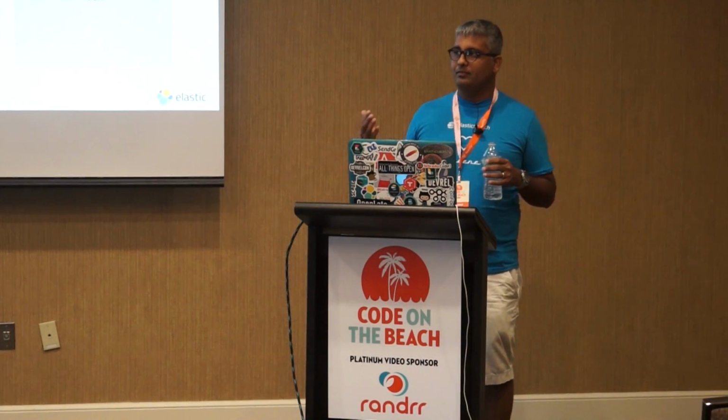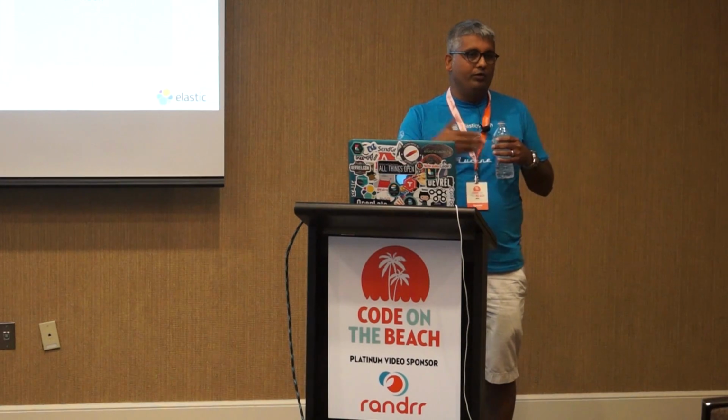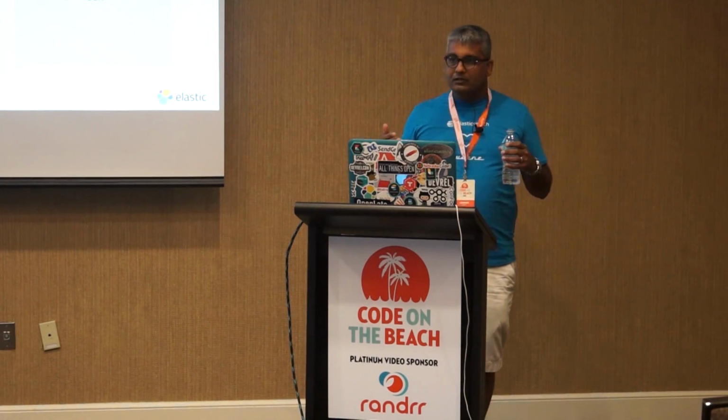Well, it just means don't let your index have more than one type. So going back to our example of emails, just create two indices, one called email messages and one called email attachments. And that's the way you get around that.